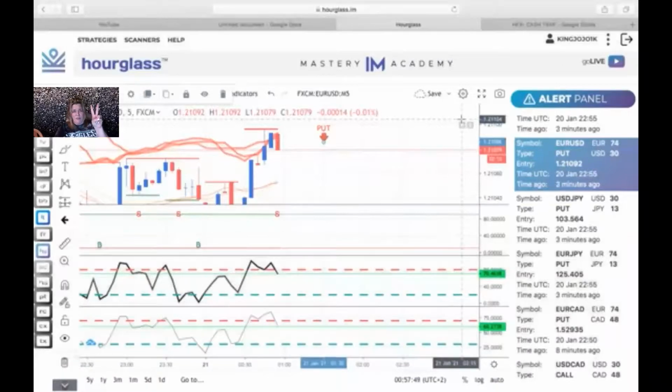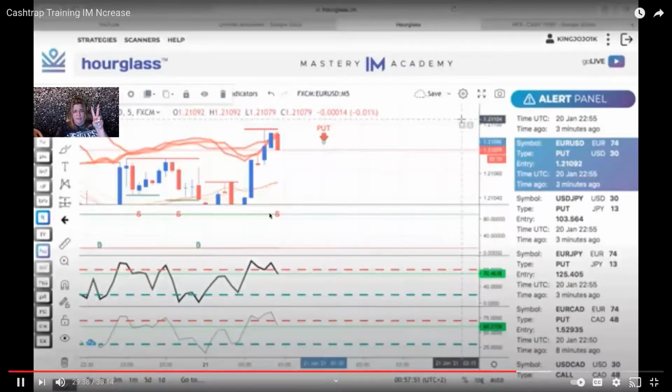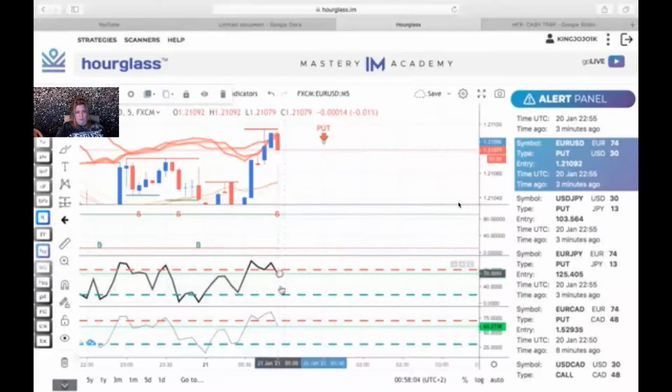Remember, if you're trading on a 5-minute time frame, we're going for 3-minute trades. Off the Bollinger Band, that's a sell. If you're trading on a 5-minute time frame, pass the oversold and pass the overbought. We wait for these to cross.